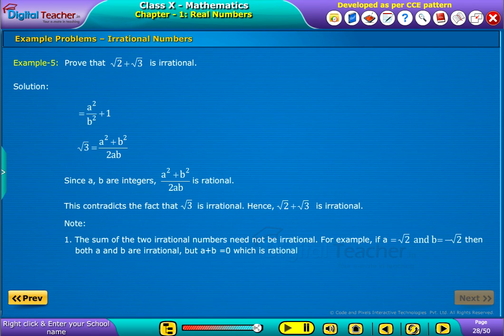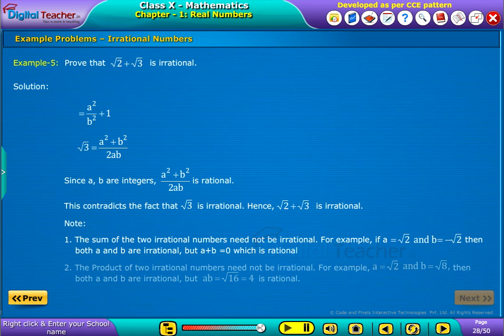Note that the sum of two irrational numbers need not be irrational. For example, if a is equal to root 2 and b is equal to minus root 2, then both a and b are irrational. But a plus b is equal to 0, which is rational.